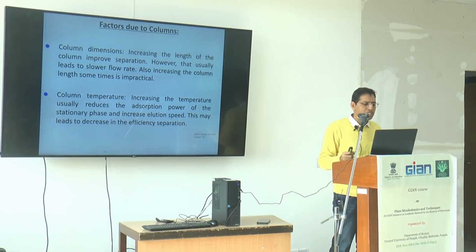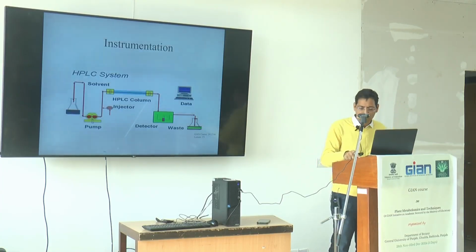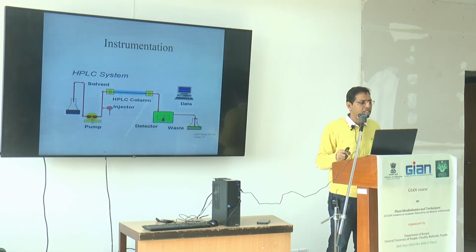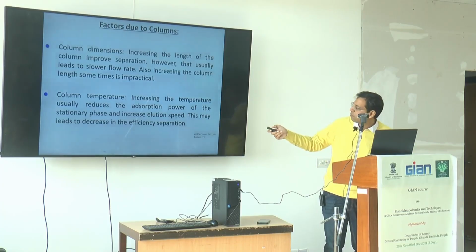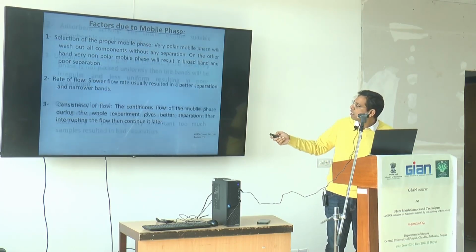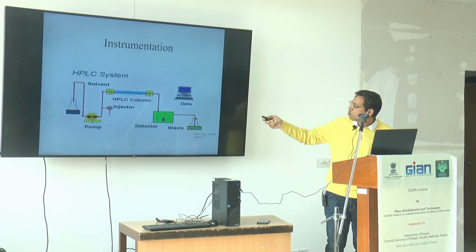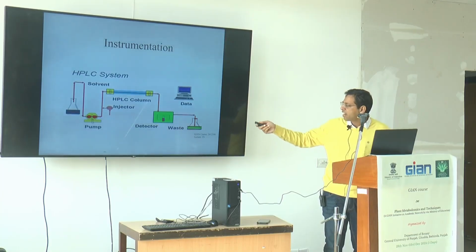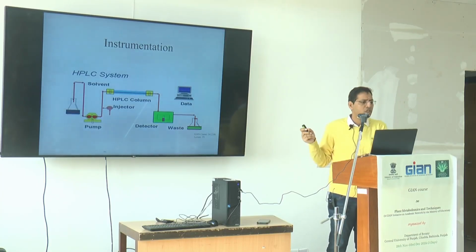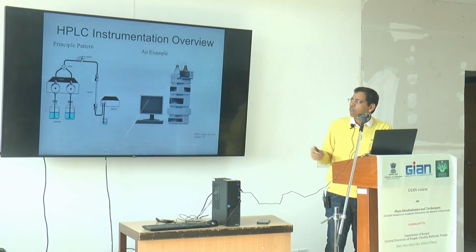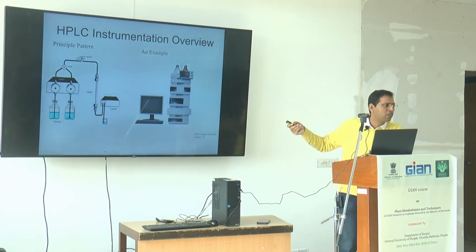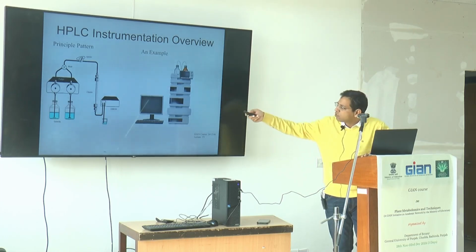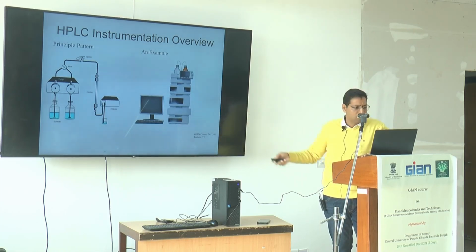Second is the column temperature, so you have to maintain the column temperature very well. This is the instrumentation of the HPLC. These are all the different parts. The column is here in blue color, and here are the detectors you can use. This is the basic instrumentation of the HPLC. If you look at a real HPLC, this is that type of HPLC. Here you can find the column, which again is only 7 cm.